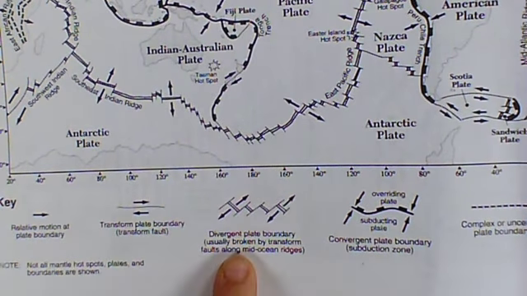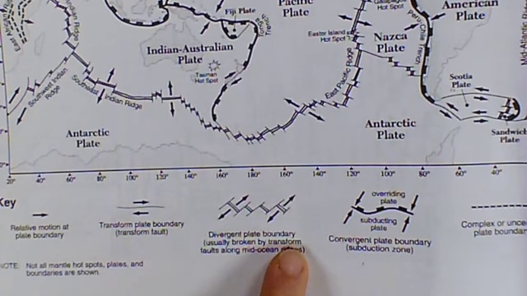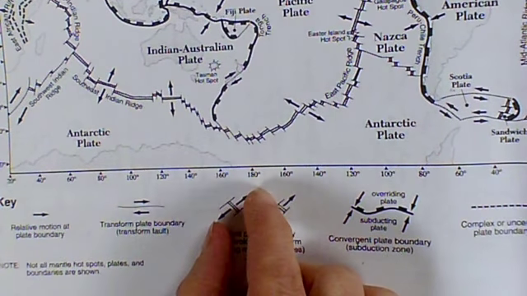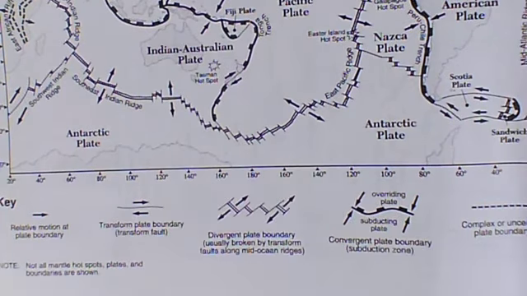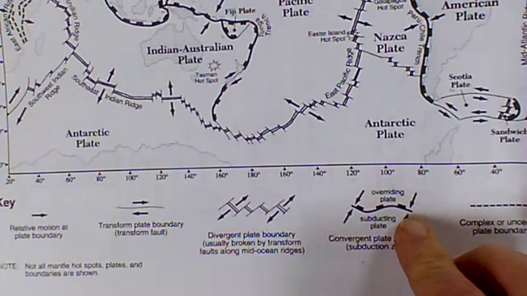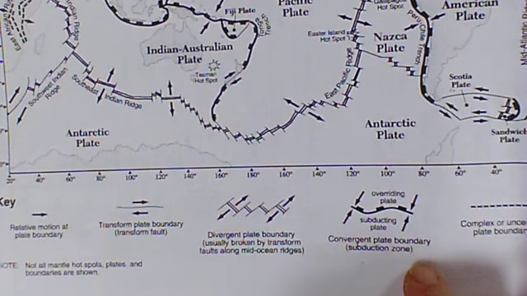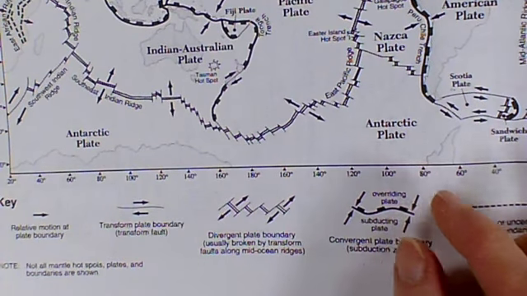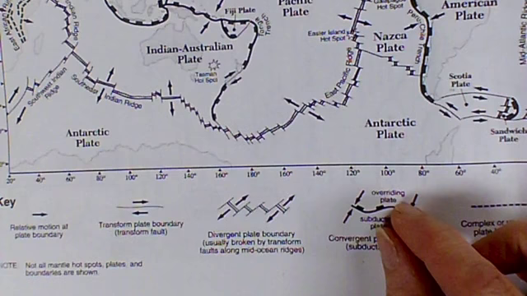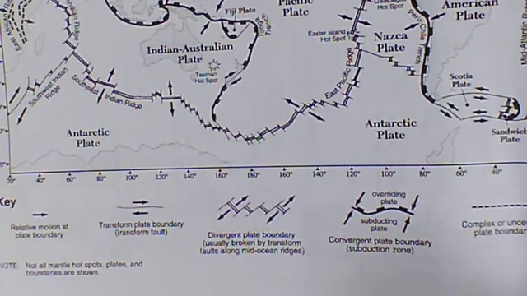So a divergent plate boundary, this is where the plates are moving apart. They are diverging. They are dividing, okay? D and dividing. It sounds like dividing. There are also converging plate boundaries. This is where they are coming together. So convergent means coming together.